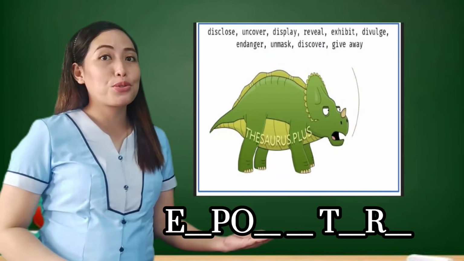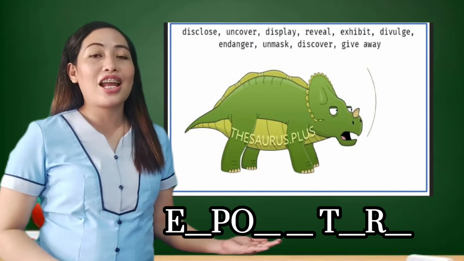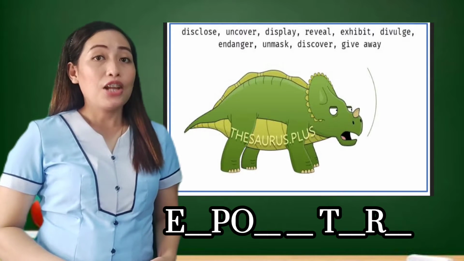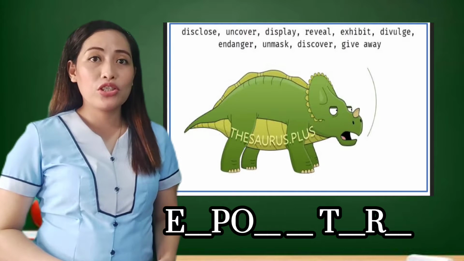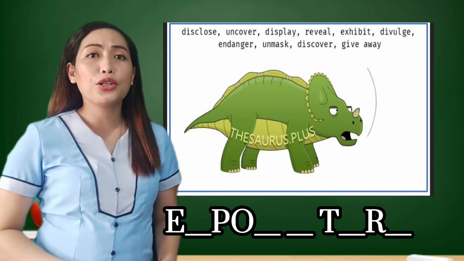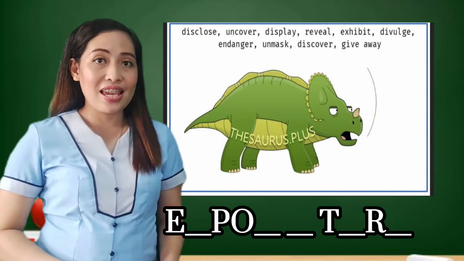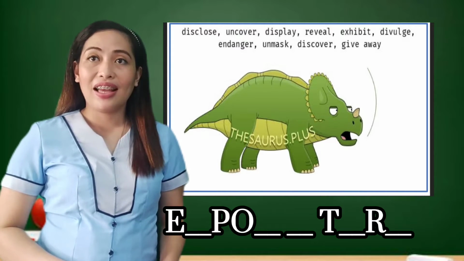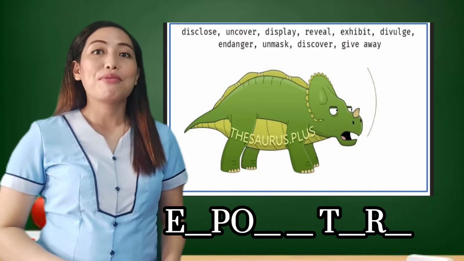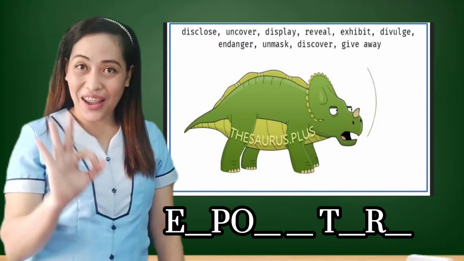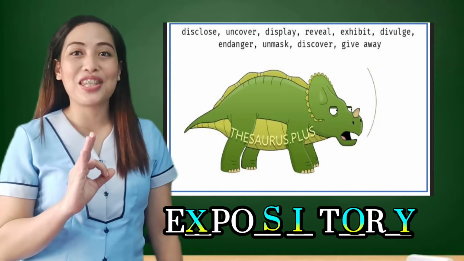The last picture shows words with the same meaning or synonymous meaning like disclose, uncover, display, reveal, exhibit, divulge, endanger, unmask, discover, giveaway. Here is your clue. The first letter is E, blank, P, O, blank, blank, T, blank, R, blank. That's great! The answer is expository.